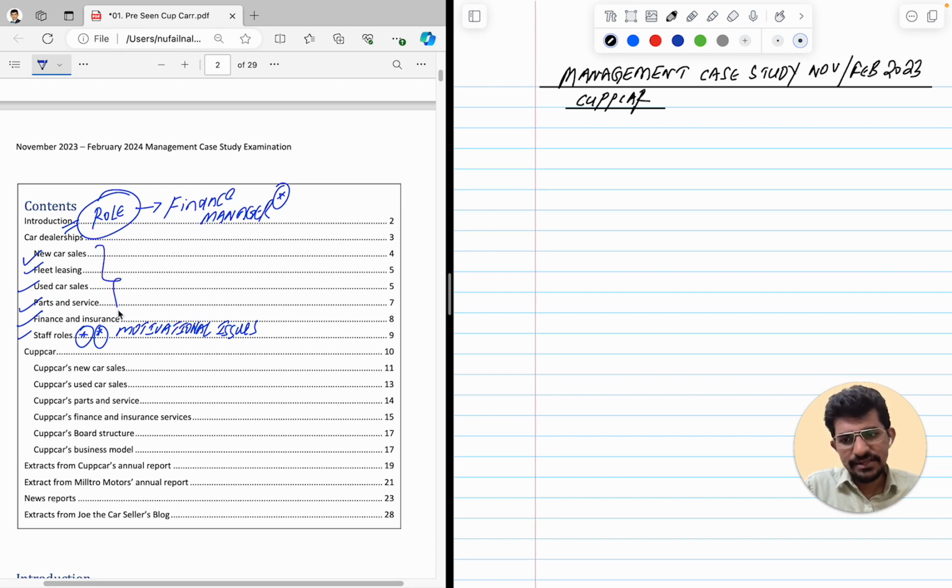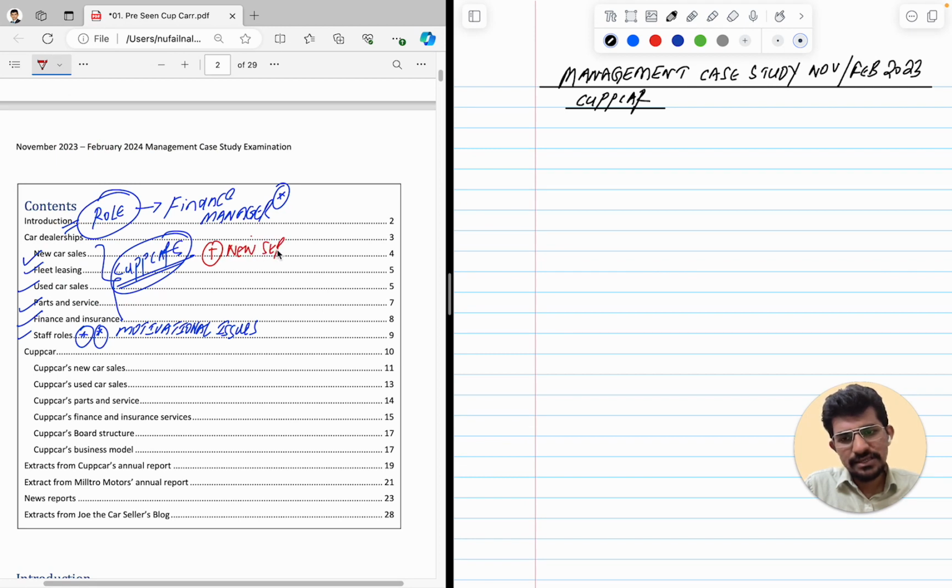And the new car sales, the fleet leasing, the used car, the parts and sales, the same thing you have to analyze very well, because if you see, our company Cuppcar is selling all these items within our service. And on the exam day, students, there can be a situation where they may ask you about a new service development.